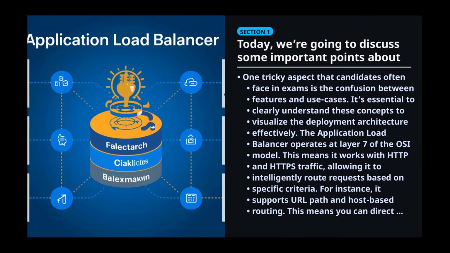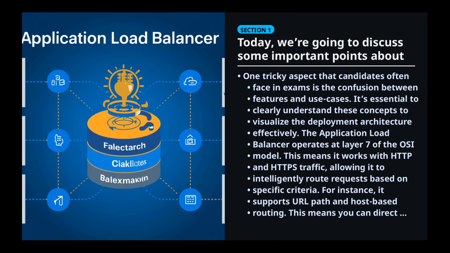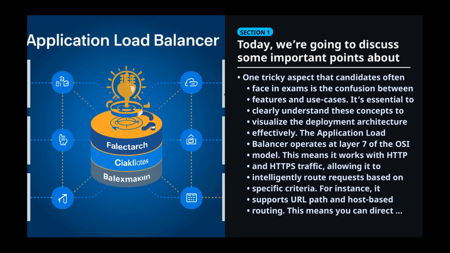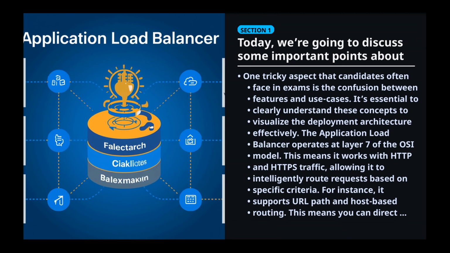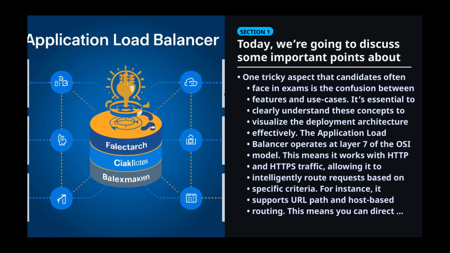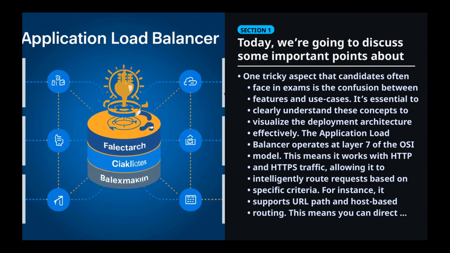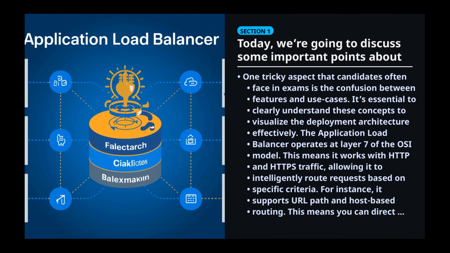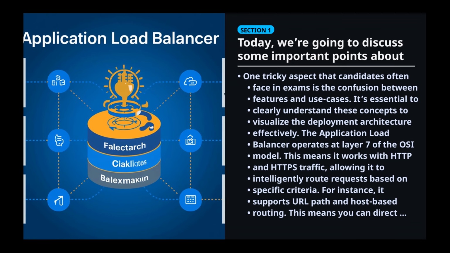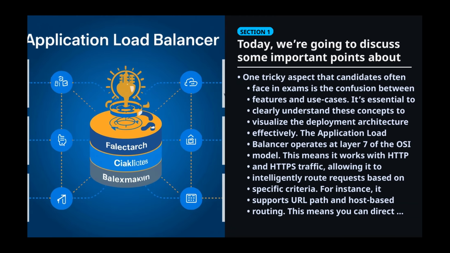One tricky aspect that candidates often face in exams is the confusion between features and use cases. It's essential to clearly understand these concepts to visualize the deployment architecture effectively. The application load balancer operates at layer 7 of the OSI model. This means it works with HTTP and HTTPS traffic, allowing it to intelligently route requests based on specific criteria. For instance, it supports URL path and host-based routing.